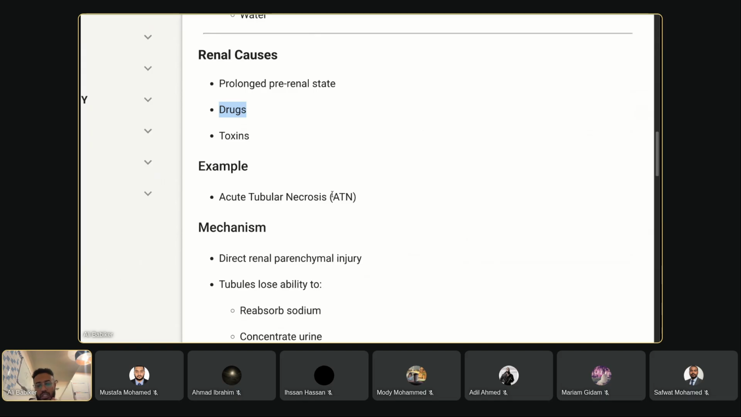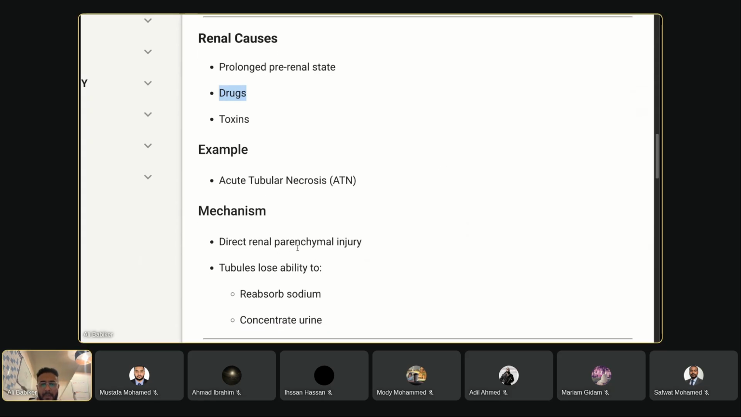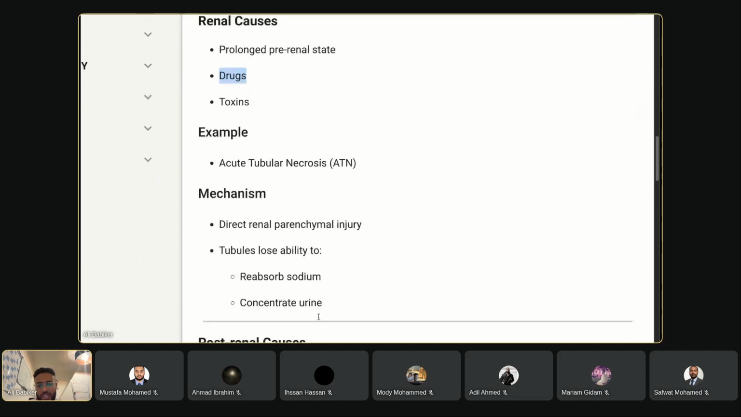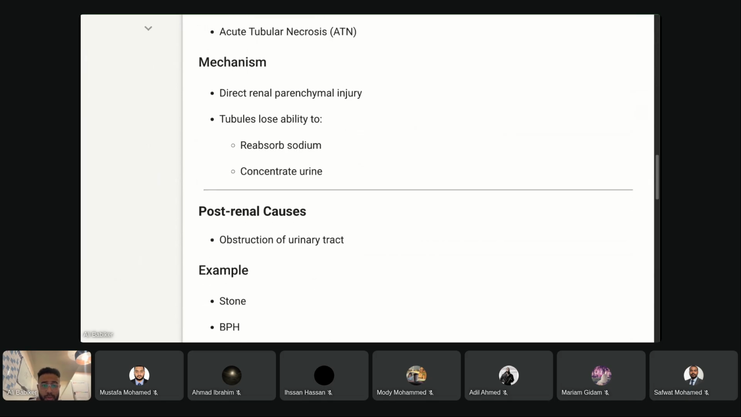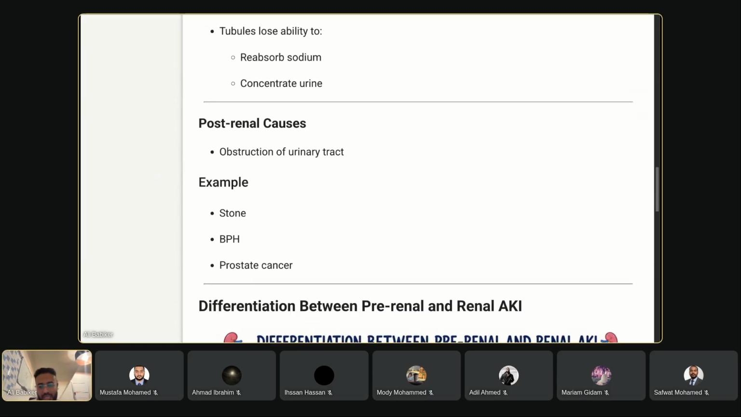By acute tubular necrosis, we mean the endothelial cells of the tubule. So if it's the proximal convoluted tubule or distal convoluted tubule, it will literally become necrotic. Mechanism: direct renal parenchyma injury. The tubule loses the ability to reabsorb sodium and concentrate urine. Post-renal causes: obstruction of the urinary tract, like stone, benign prostatic hyperplasia, and prostate cancer.